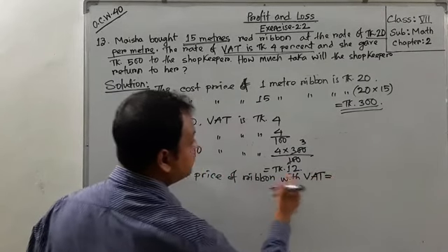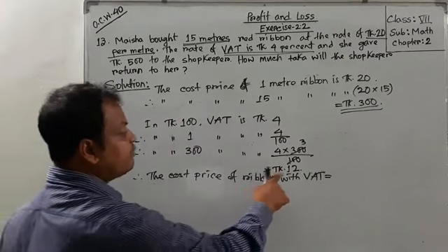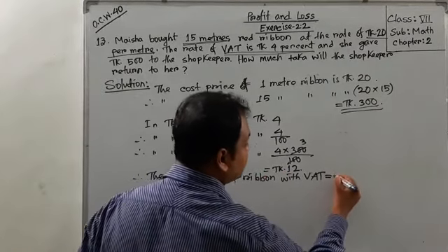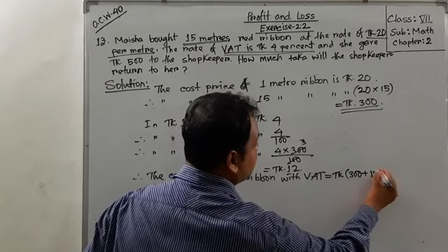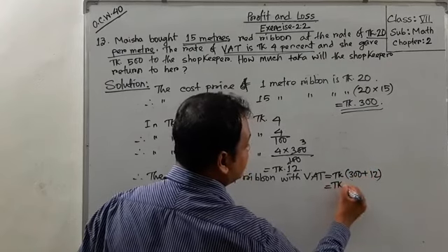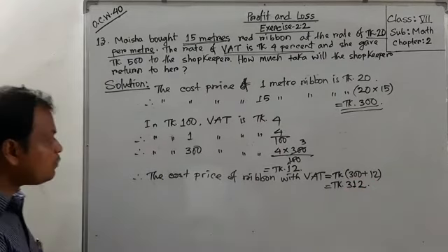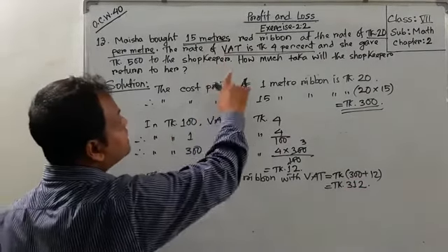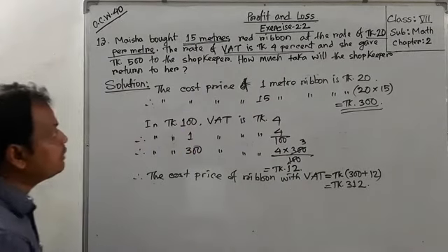What will be the cost price of the ribbon with VAT? In that case we have to add this 12 with taka 300. Taka 300 plus 12, then we will get taka 312. So the cost price of 15 meters of ribbon with VAT is taka 312.